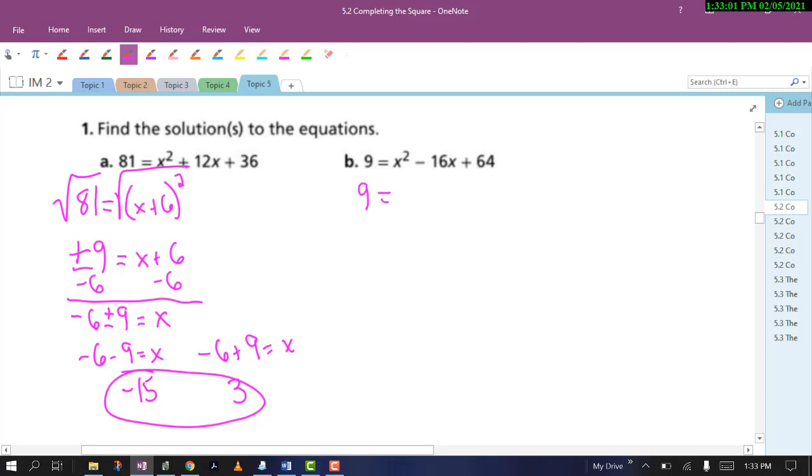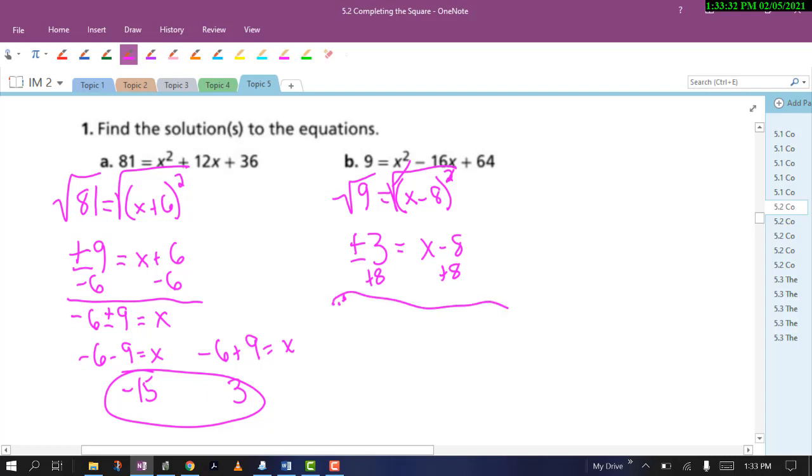9 equals x squared minus 16x plus 64. Can we find two numbers that multiply to 64 and add up to negative 16? Yeah, negative 8 and negative 8. So (x minus 8) squared again, because it's (x minus 8) times (x minus 8). And now we can take our square roots. The square root of 9 is plus or minus 3. The square root of (x minus 8) squared is just x minus 8. And then we add 8 to both sides.